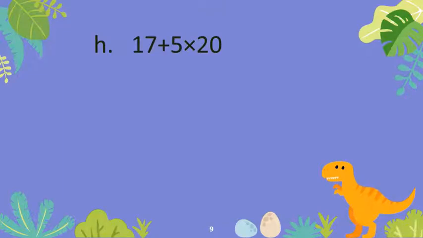Here is another question. In this question you can see that we are having addition and multiplication. So first of all we will do multiplication according to the DMAS rule. Now 5 multiplied by 20 is 100. You will write 17 plus 100, and now we will add these two to get our answer, which is 117. So in a similar way, you can do any question in which you are having more than one operation.